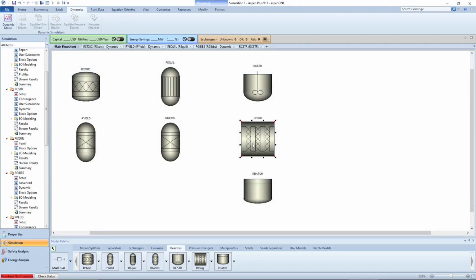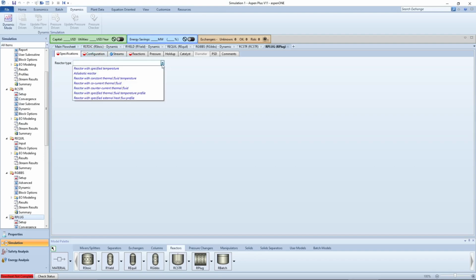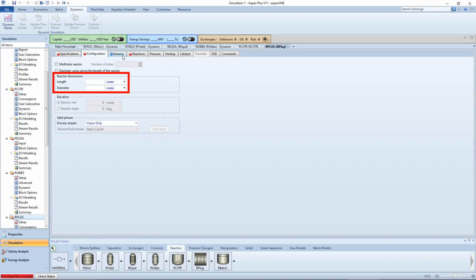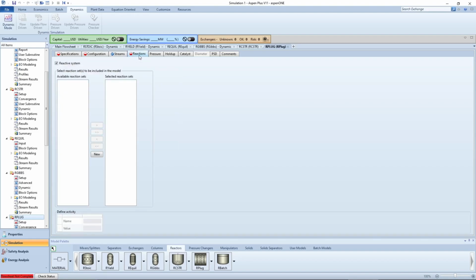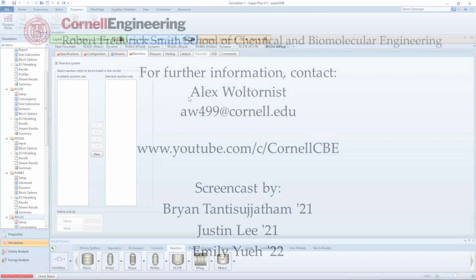The R-plug block models a plug flow reactor or PFR in which the length and diameter must be specified. Perfect mixing in the radial direction and zero mixing in the axial direction is assumed here.